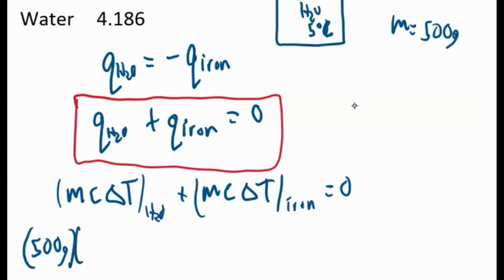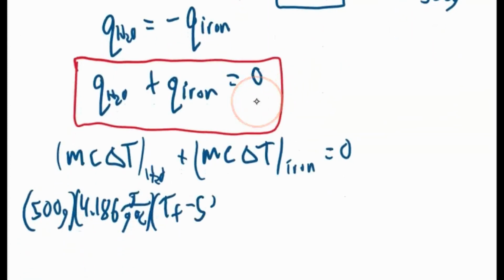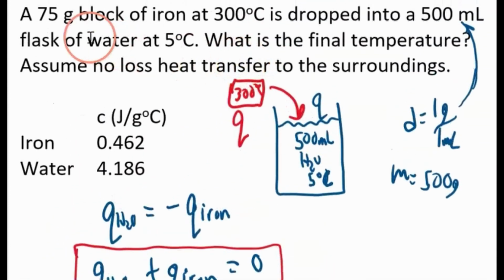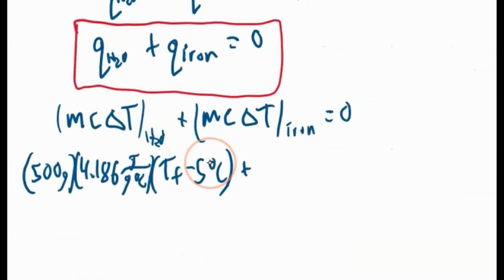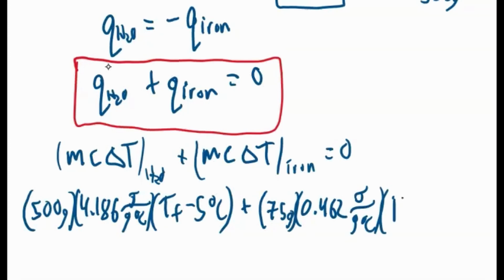We have 500 grams of water. The heat capacity of water is 4.186 joules per gram degrees Celsius. And the final temperature is what we want. The initial temperature is 5 degrees Celsius, nice and cold, plus the mass of the iron, 75 grams, so not too big of a block. And the heat capacity of iron is 0.462 joules per gram degrees Celsius. We want to know what the final temperature is, and we know the initial temperature is 300 degrees Celsius.